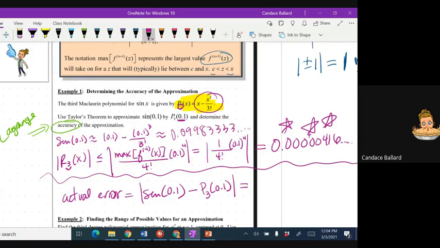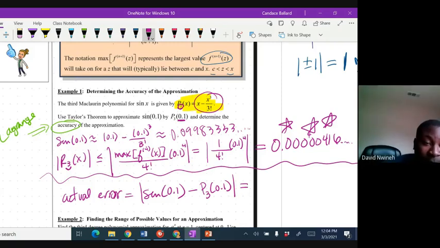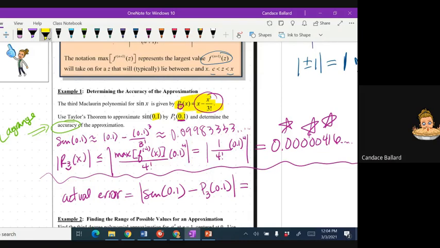Ms. Ballard? Yep, go ahead, David. Sorry, but where did the 0.1 come from again? It gave it to us in the problem. That's where we're supposed to be making our estimate at. Okay.